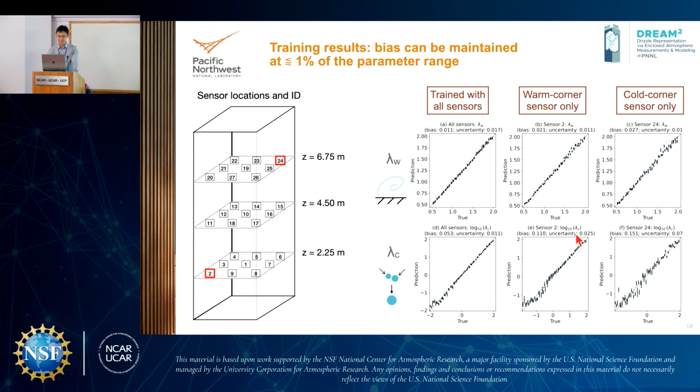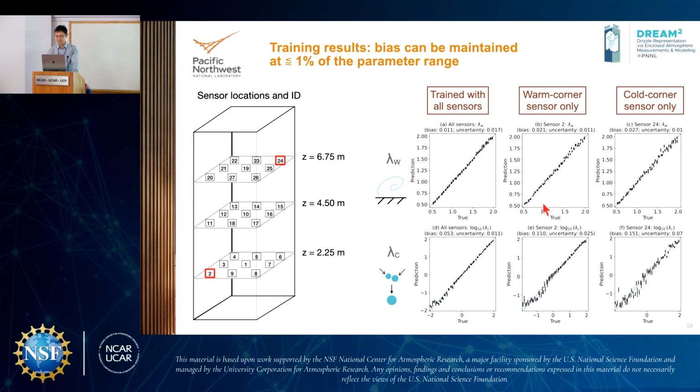And this is our result. We show that this is doable. This is the result trained with all of the sensors, which shows that the bias can be maintained at roughly or less than 1% of the parameter range. But actually using all of the sensors to do this is not very practical in the real chamber because it's expensive and also it interrupts the flow.